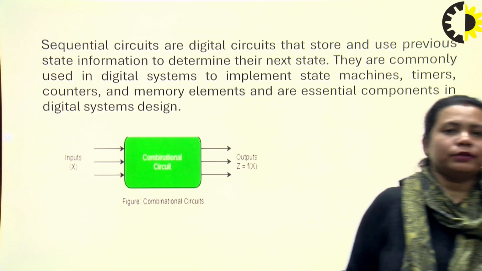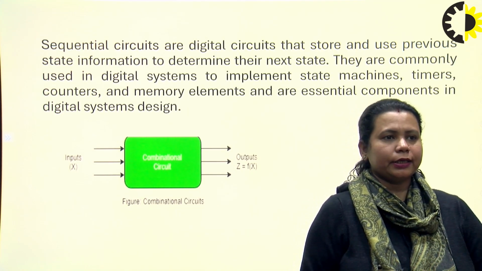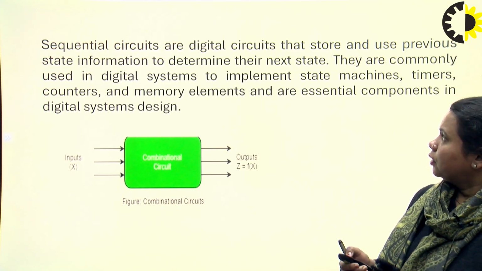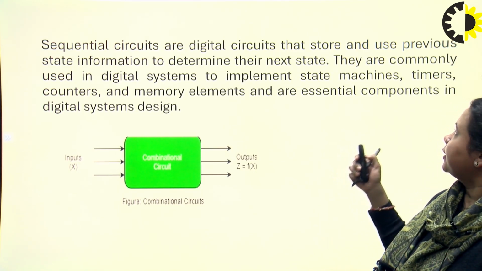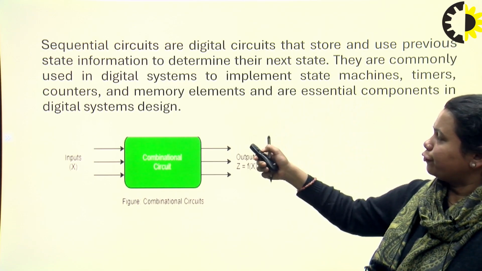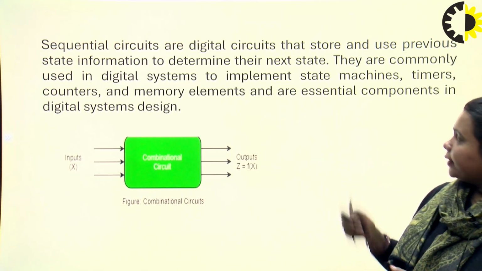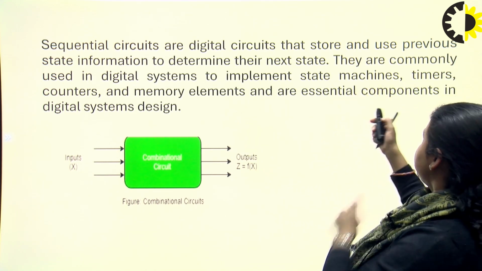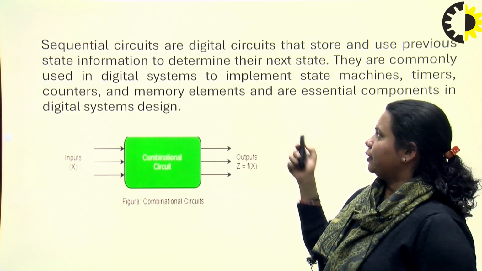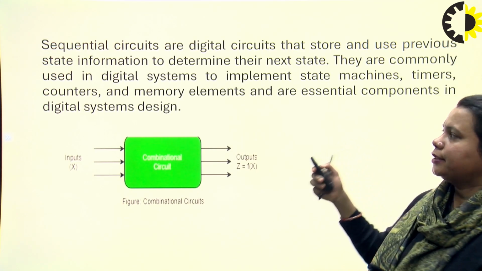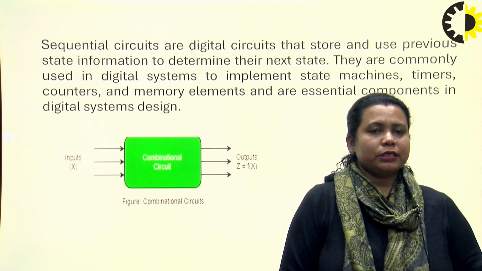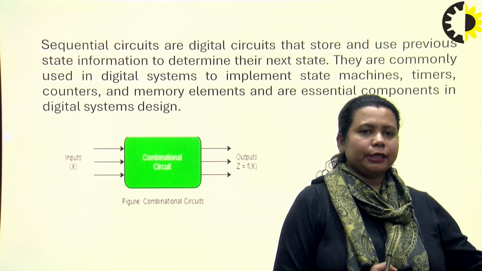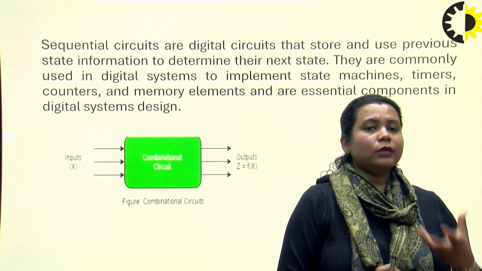So first of all, we all know that circuits are of basically two types: sequential circuit and combinational circuit. Sequential circuits are digital circuits that store and use previous state information to determine their next state. They are commonly used in digital systems to implement state machines, timers, counters, and memory elements, and are essential components in digital systems design. So basically, sequential circuits are those circuits which use previous information, or where there is a need of a memory element. Those circuits are called sequential circuits.